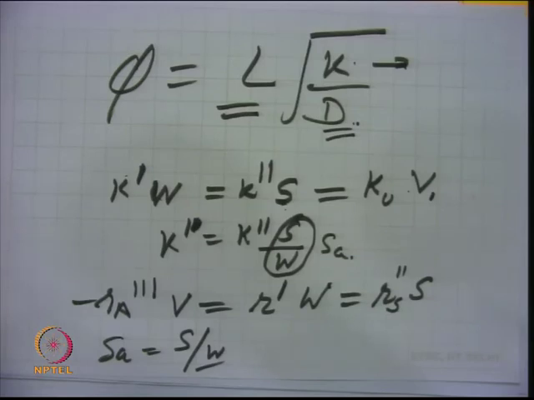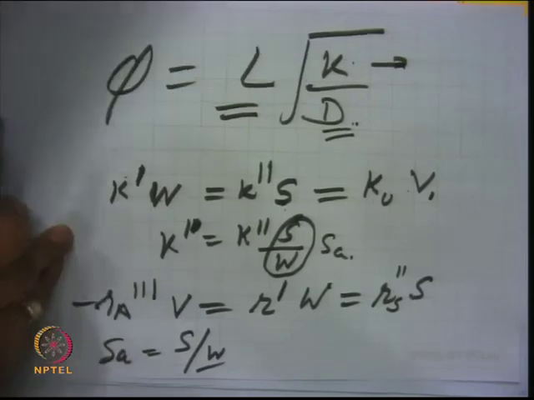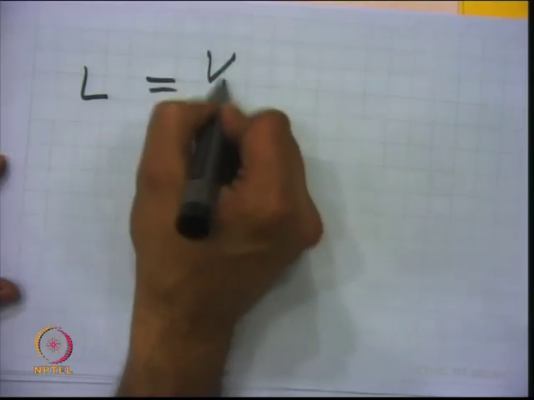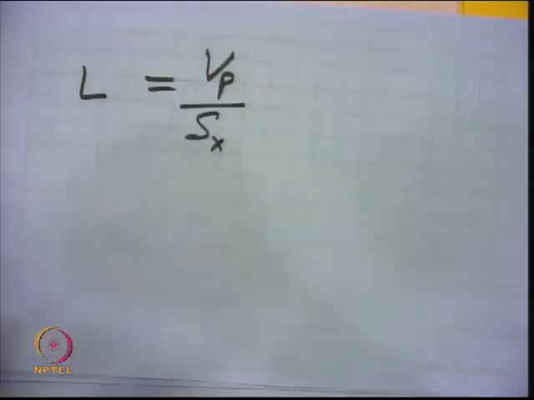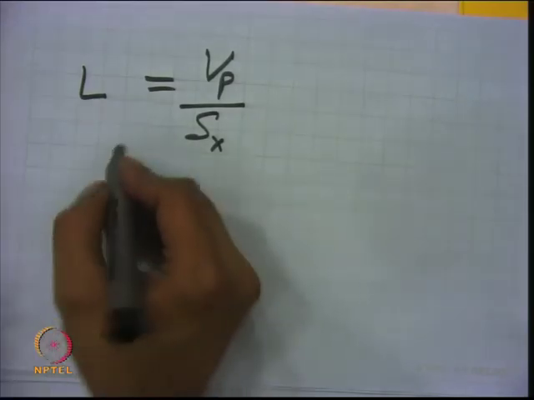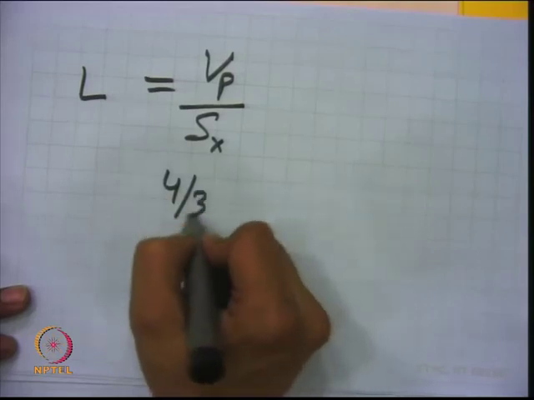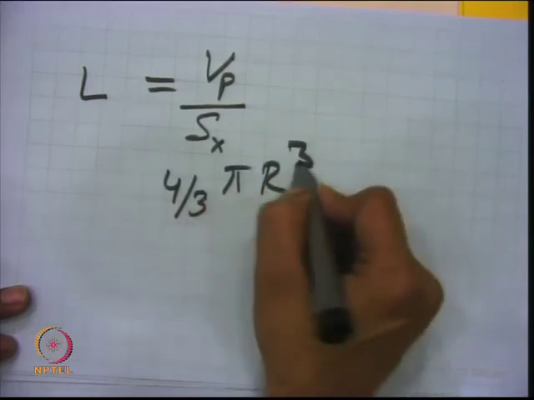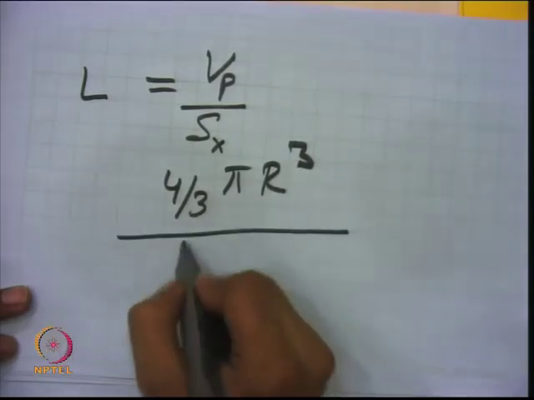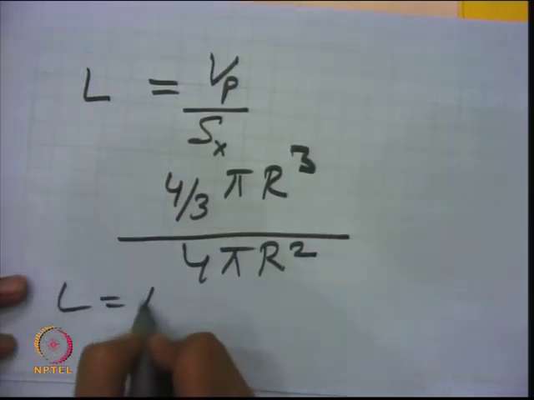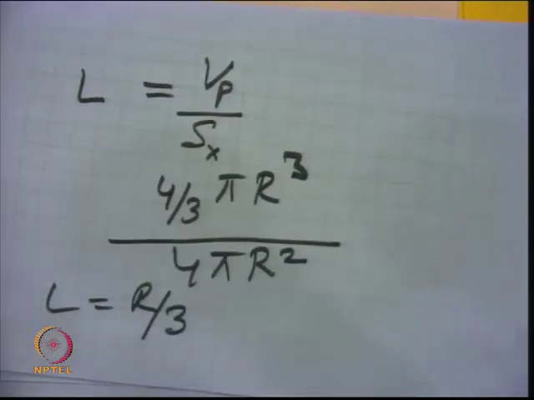So, here this is known as V p by S x, basically a characteristic length. Suppose you have a spherical pellet, then the volume of the pellet is 4 by 3 pi r cube. So, sometimes this L is known as characteristic length, defined by volume of the pellet divided by external surface area of the pellet. So, for a spherical pellet, 4 by 3 pi r cube is the volume of the pellet, and surface area of the pellet is 4 pi r square. So, this characteristic length comes out to be r by 3.